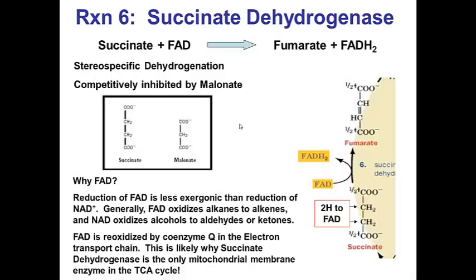All of the other reactions that are part of the TCA cycle take place in the mitochondrial matrix, which is inside the inner membrane of the mitochondria. In contrast, the succinate dehydrogenase enzyme is embedded within the mitochondrial inner membrane, just like the members of the electron transport chain, where it can easily pass on the electrons from FADH2. That's something really different about this reaction.